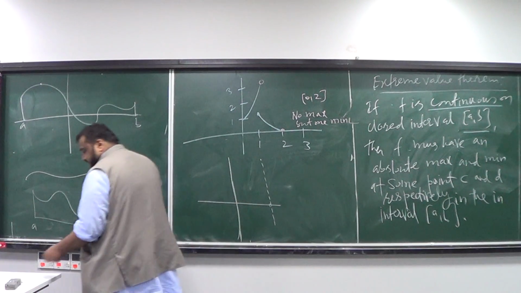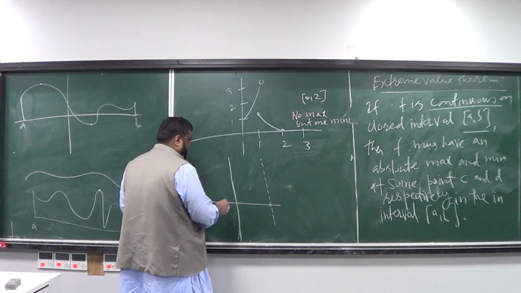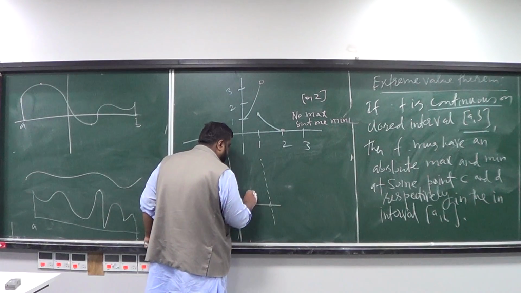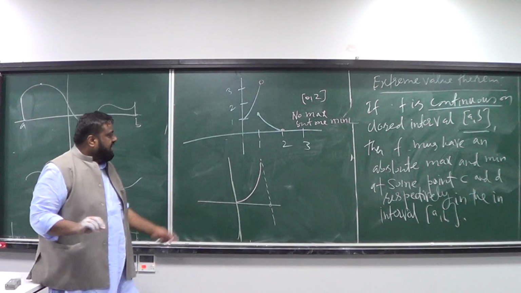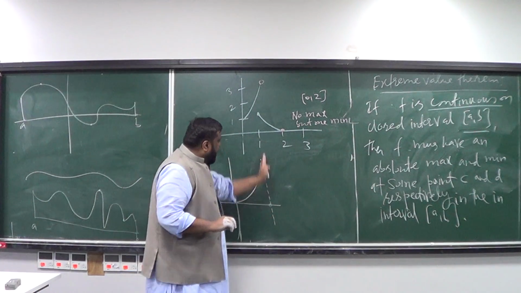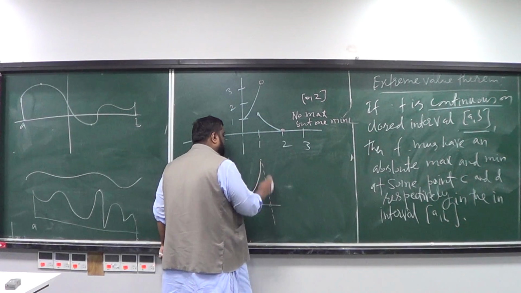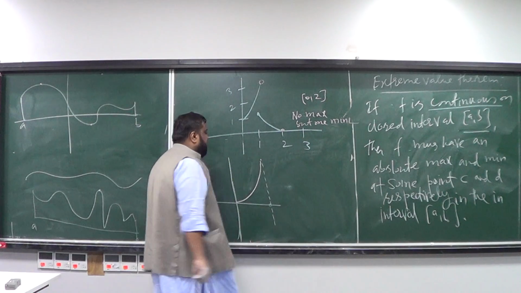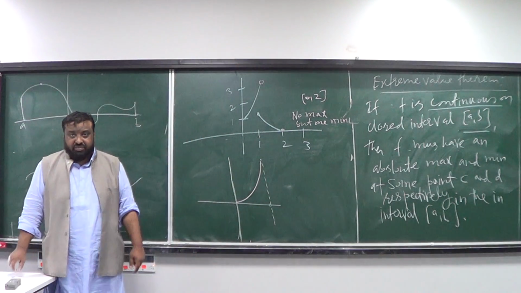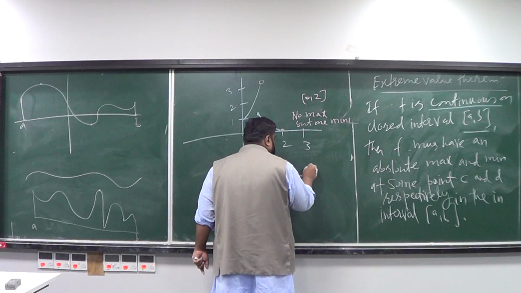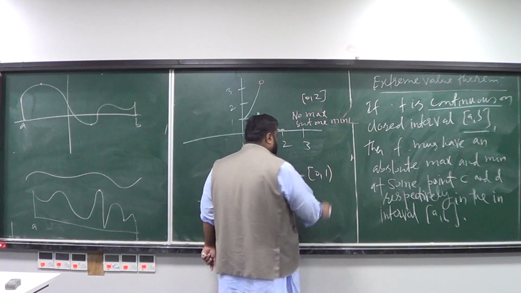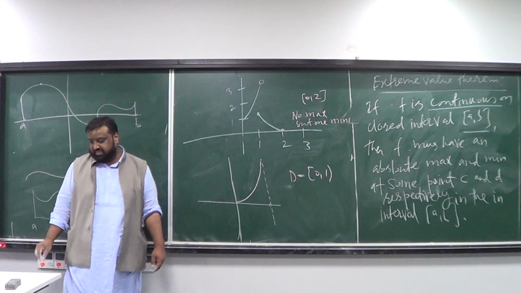And the function kind of looks like this actually. Okay, it looks like this. It never touches this line. So this is really the asymptotic line to the curve. In other words, I'm saying that the domain of the function is 0 to 1 excluded.